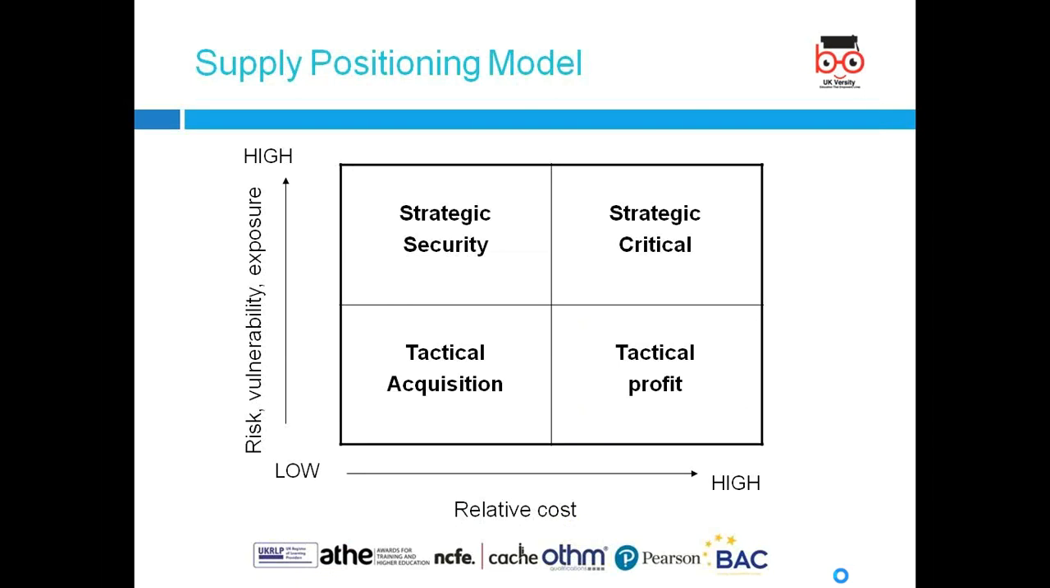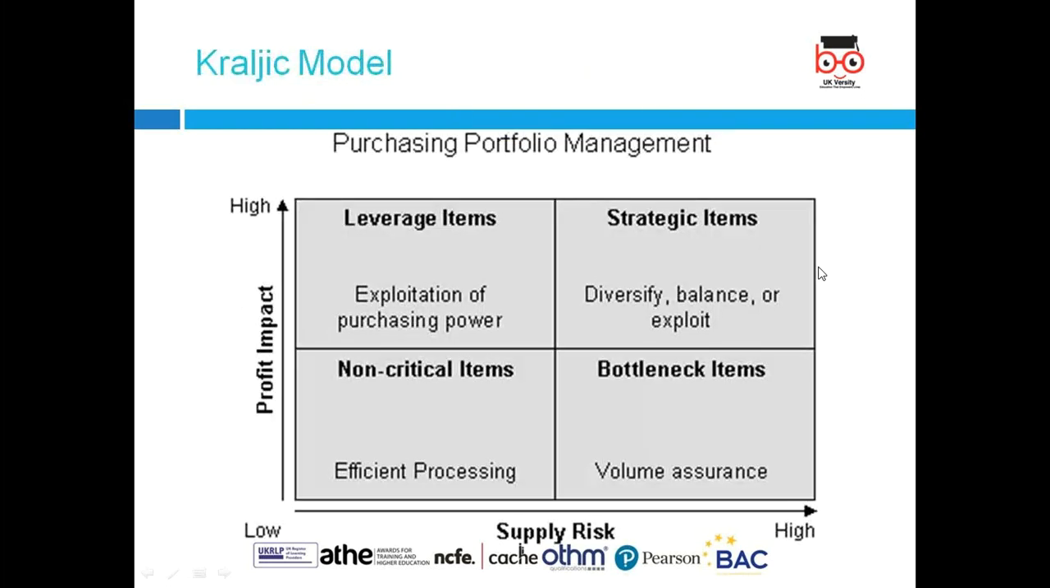Supply positioning model. We can look at the risk and at the strategic security, how secure we need to be. Tactical acquisition, where we need a strategic critical view, and the relative tactical profit. So we need to look at least at some profit when we decide procurement as well. Supply positioning really matters in the organization when we do procurement planning.